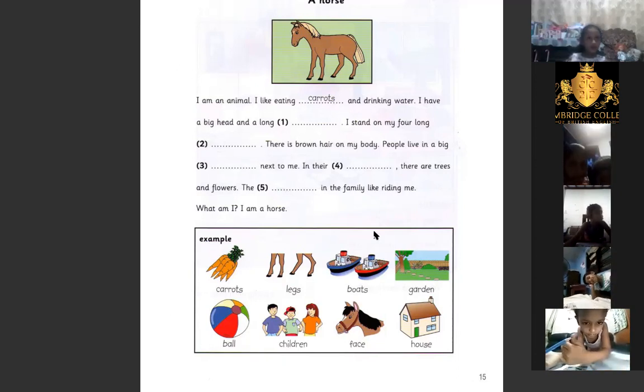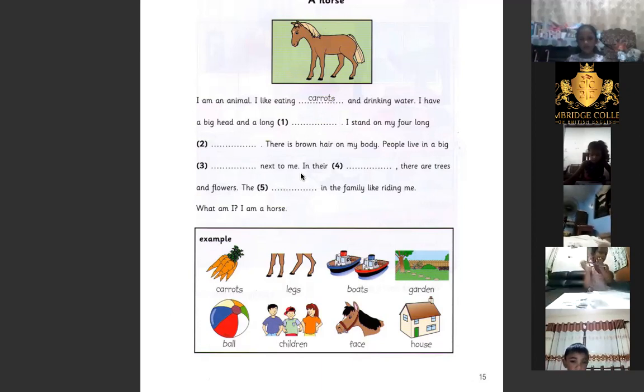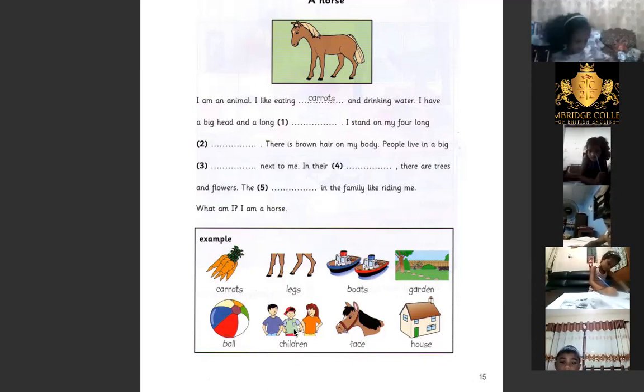Right, next one. The blank in the family like riding. Who likes to ride these horses? Look at this picture and tell me who likes to ride this. Yes, very good. Then answer number five.